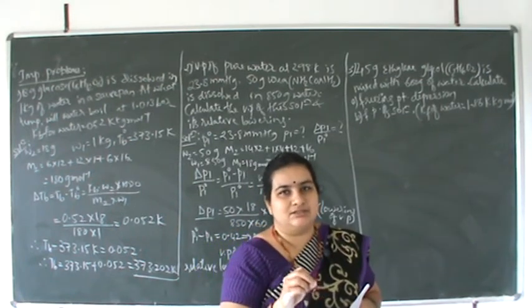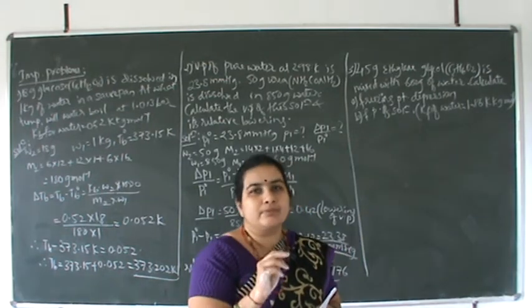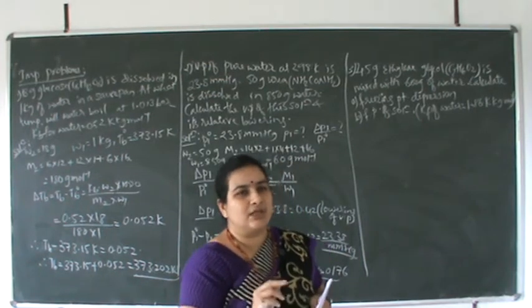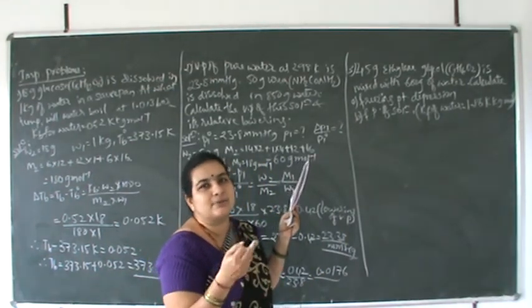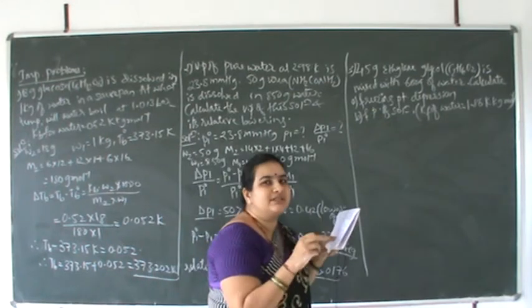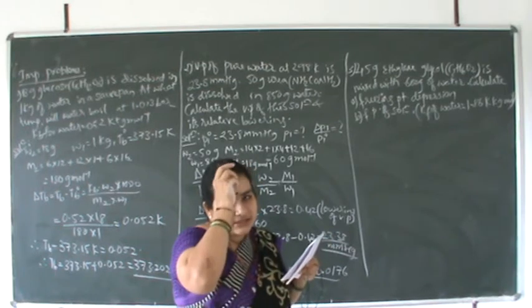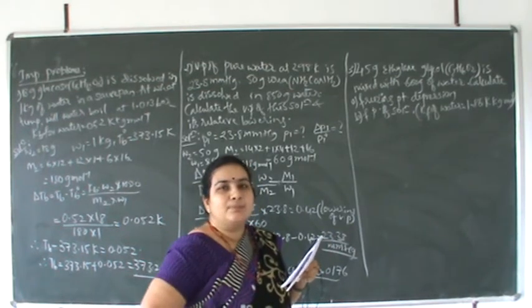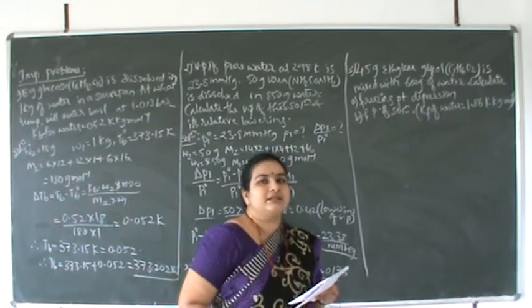Given statement. So in the problem, if it is given boiling point, then it is a problem related to elevation in boiling point. If in the problem it is given vapor pressure, then it is a problem related to relative lowering. If in the problem it is given freezing point, then it is a problem related to depression in freezing point. And if it is given osmotic pressure, then it is a problem related to osmotic pressure.